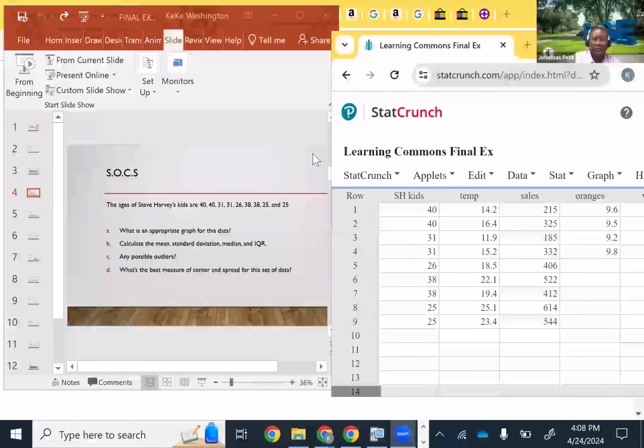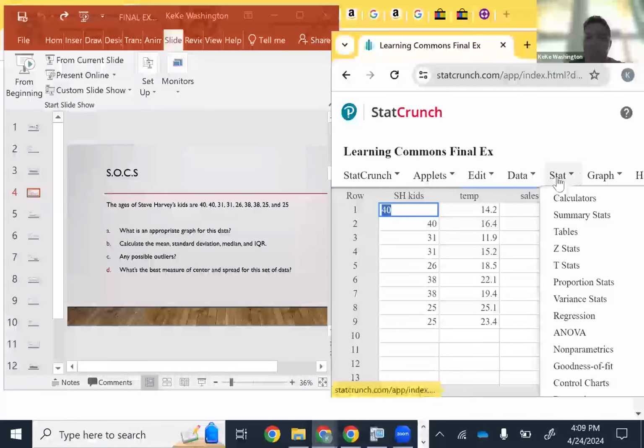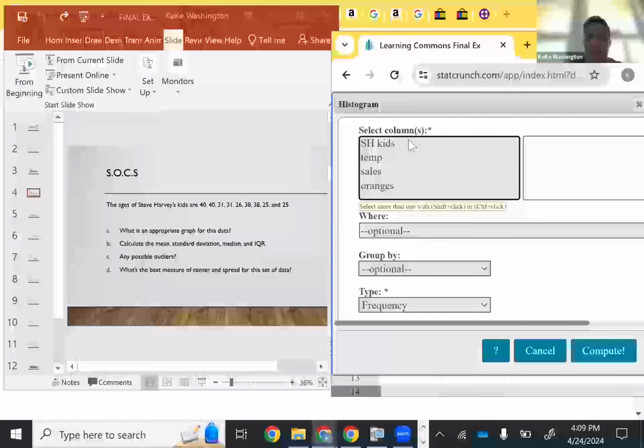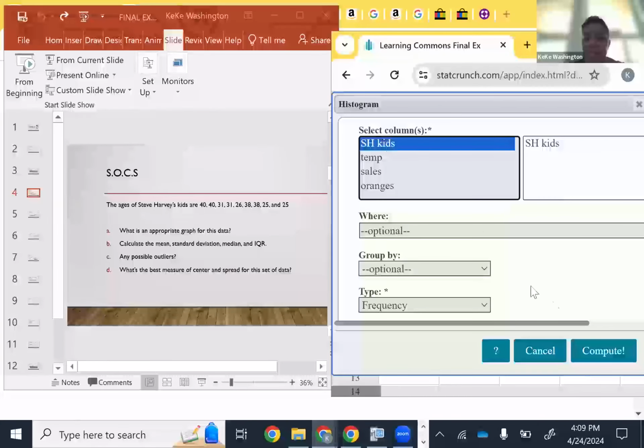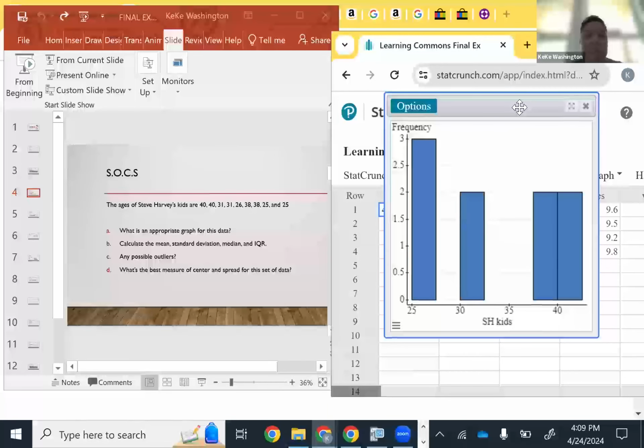Thank you. Okay, so once we have that data, I have the data here under Steve Harvey's kids and their ages. So let's just do a histogram. To create the histogram, go to graph, histogram. You can see you have your stem and leaf there, your box plot, and your dot plot, the other numerical graphs for numerical variables. So either one would work. You'd select the data and we can go ahead and compute and it will give us a histogram.